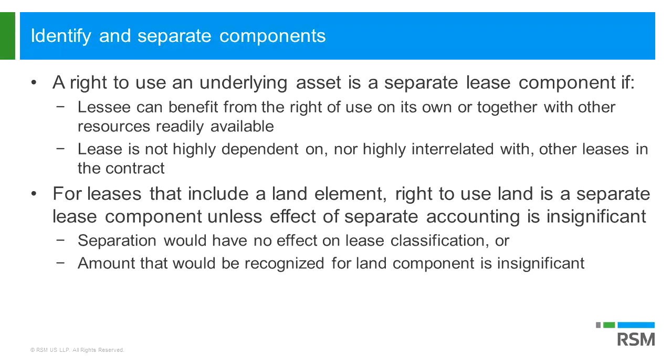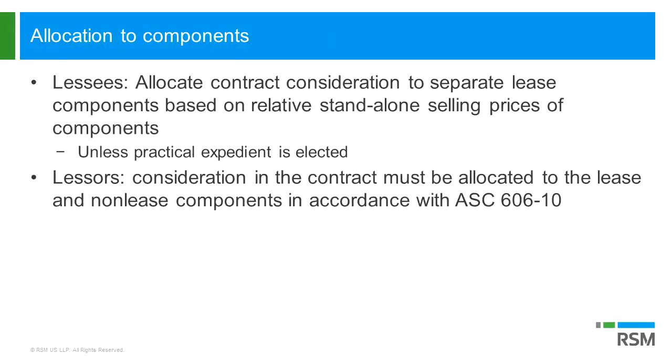For leases that include a land element, the right to use land is a separate lease component unless the effect of separate accounting is insignificant. For instance, the separation would have no effect on the lease classification, or the amount that would be recognized for the land component is insignificant.